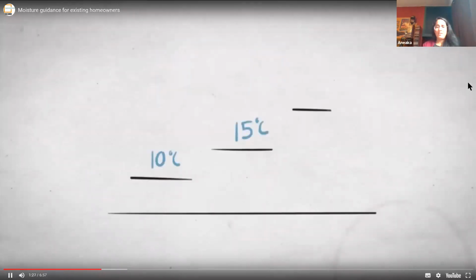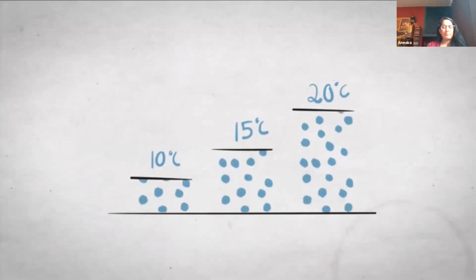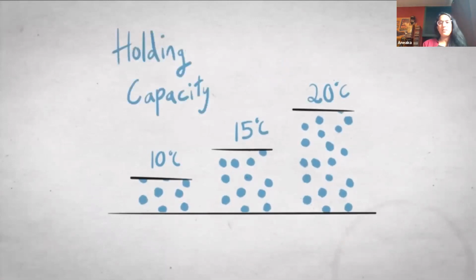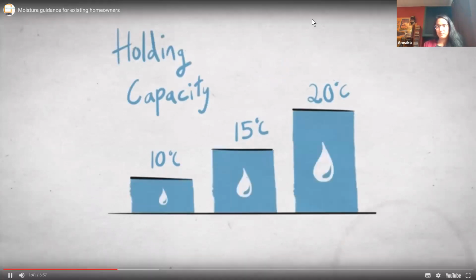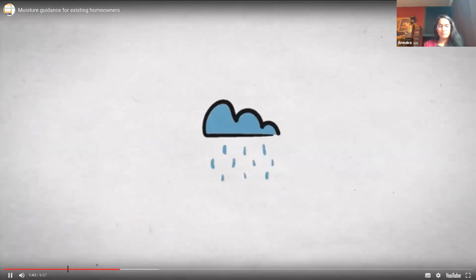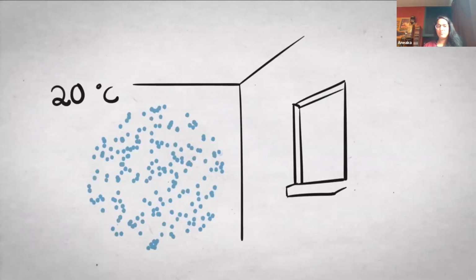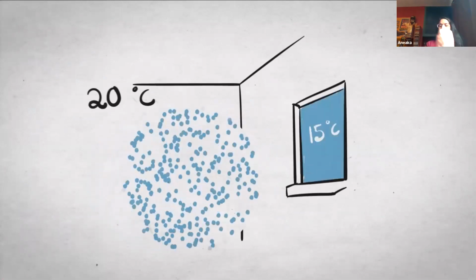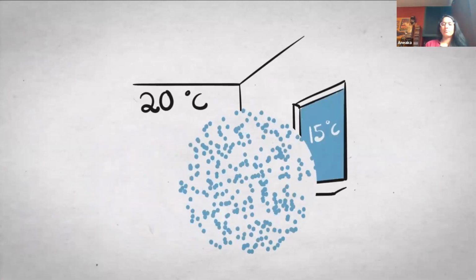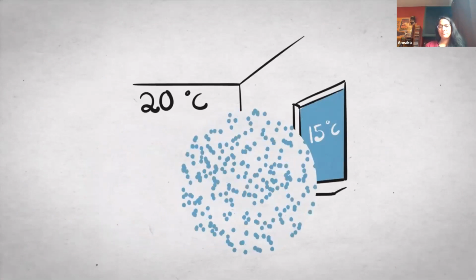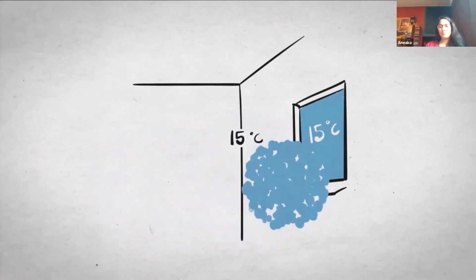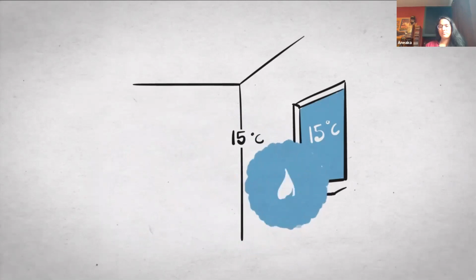Different temperatures, air can hold different amounts of water vapour. The warmer the air is, the more moisture it can hold, known as its holding capacity. But when there is more water vapour than can be held by the air, it becomes full up and condenses into liquid water. Outside of your home, this is how rain is formed. This also happens when warm, moisture-rich air meets a cold surface, like a single glazed window in your home during winter. Condensation forms as the air suddenly cools against the surface and the holding capacity of the air is reduced.